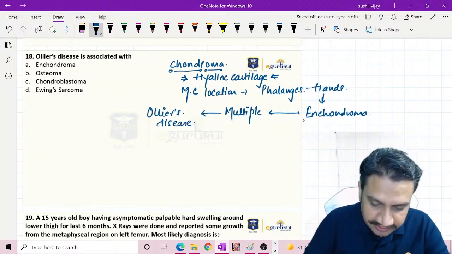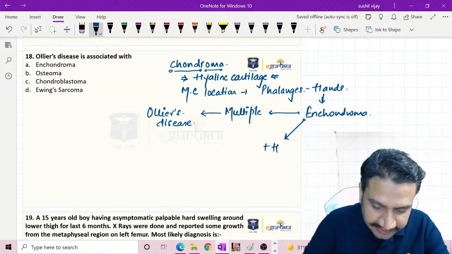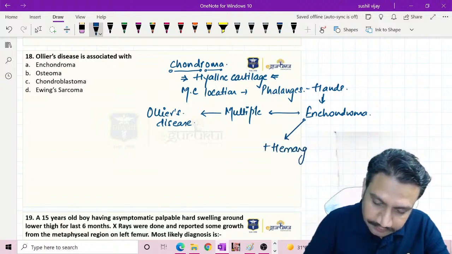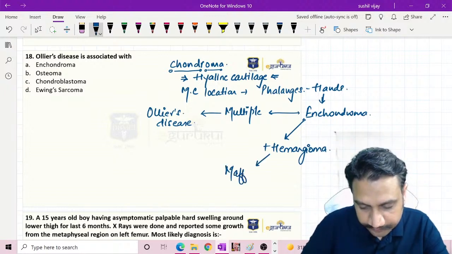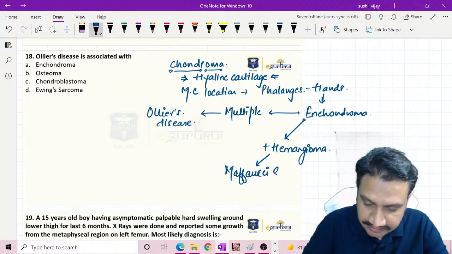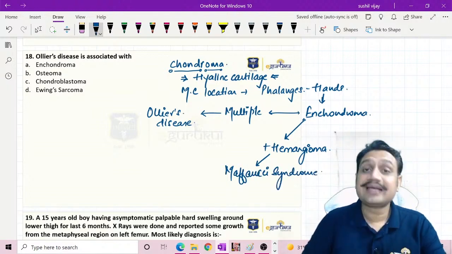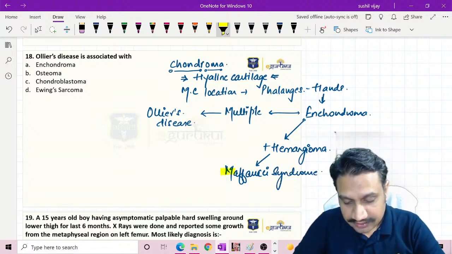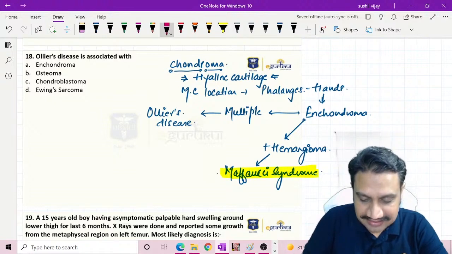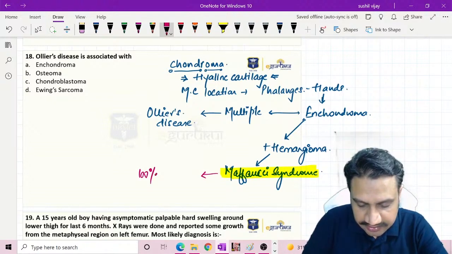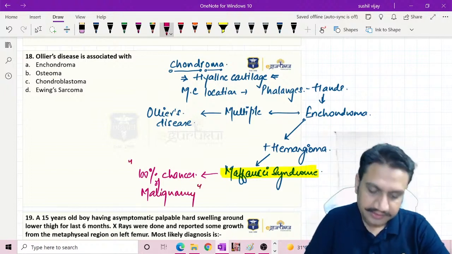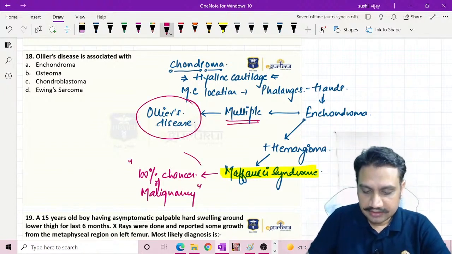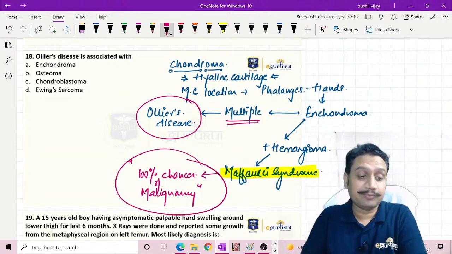Right? And whenever this enchondroma is accompanied by hemangioma, then that is known as Maffucci syndrome. What is the significance of both? क्या significance है दोनों का? That Maffucci syndrome has almost 100% chances of malignant conversion. So Ollier's disease, multiple enchondromas, and 100% chances of malignancy in Maffucci. That is the importance of Maffucci, right?